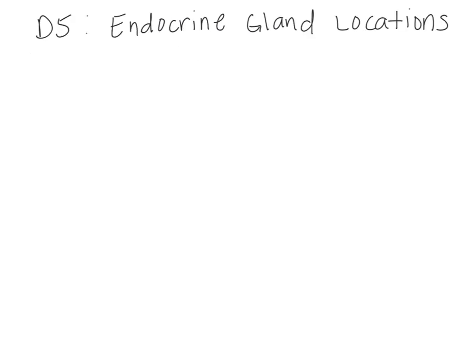D5 is all about hormones and metabolism. And one of the first things that we need to understand about hormones and metabolism are where these hormones are being secreted from. And hormones are secreted from endocrine glands. Now, you won't be asked to draw this, but you may be asked to label a diagram with certain endocrine glands. So I'm going to draw a really bad person.